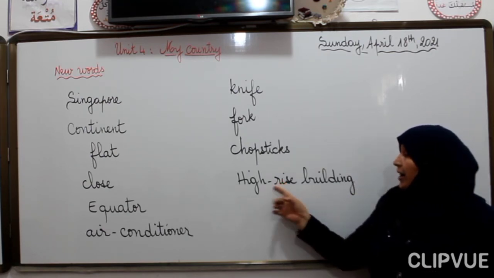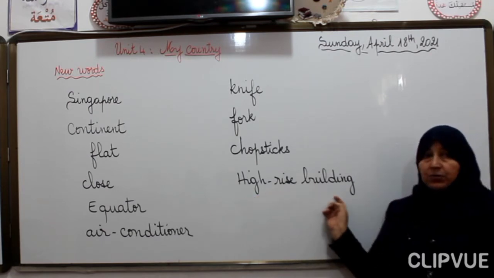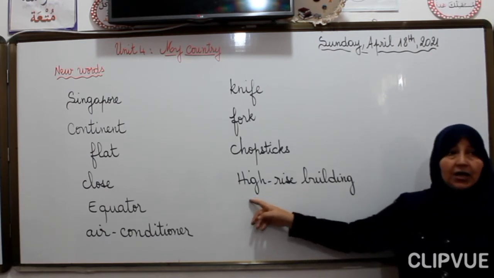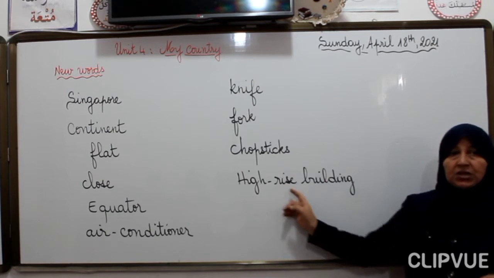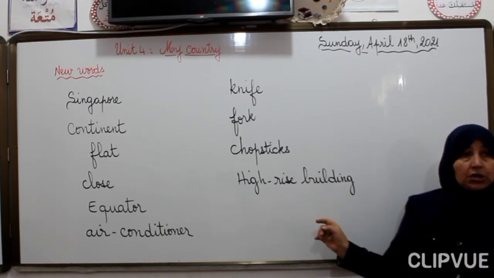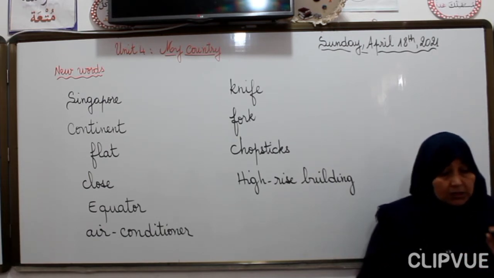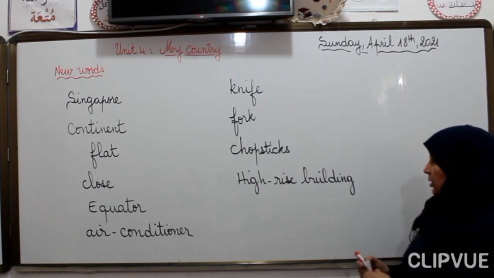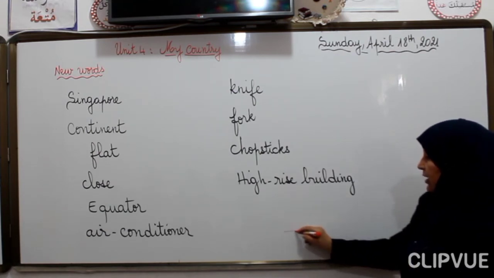Okay. High-rise building. Do you know what high is? Yes. Okay. Do you know what rise is? What is rise? It's not rice. It's rise. Look. For example, we have a river.